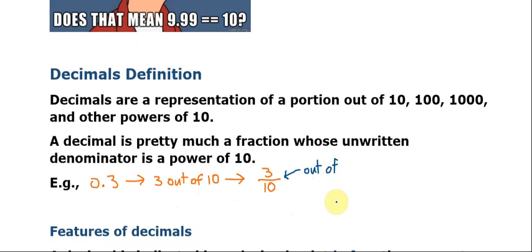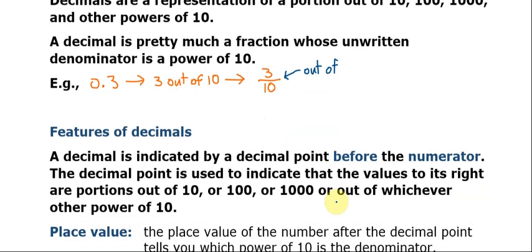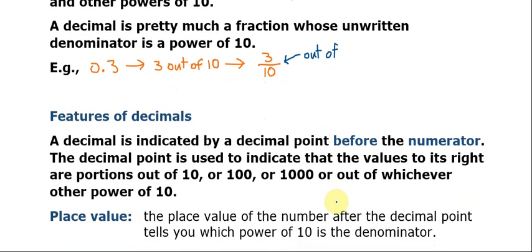So let's look at some of the features of decimals. A decimal is indicated by a decimal point before the numerator. The decimal point is used to indicate that the values to its right are portions out of 10, or out of 100, or out of 1,000, or out of whichever other power of 10. The place value of the number after the decimal point tells you which power of 10 is the denominator.